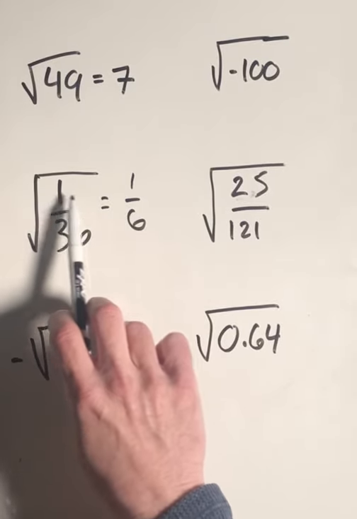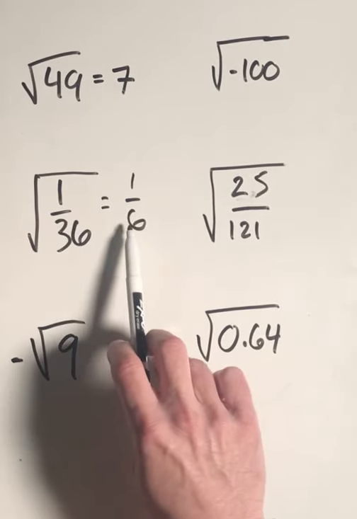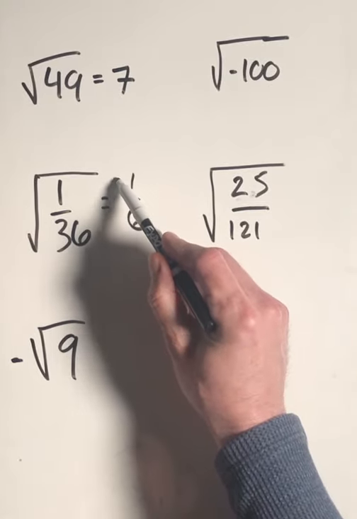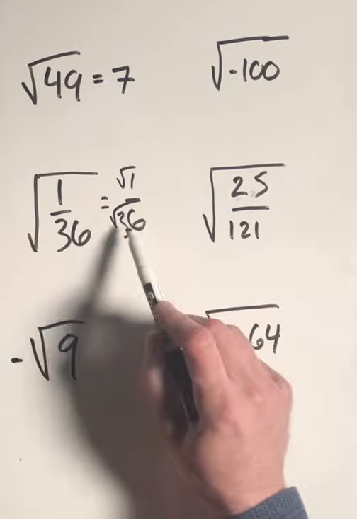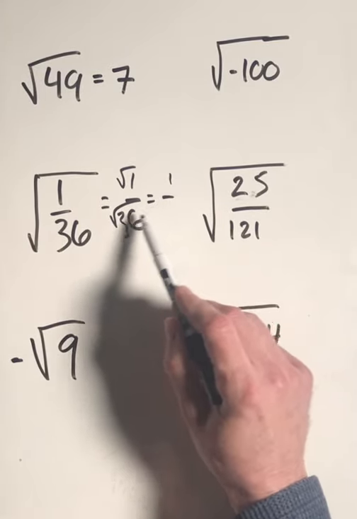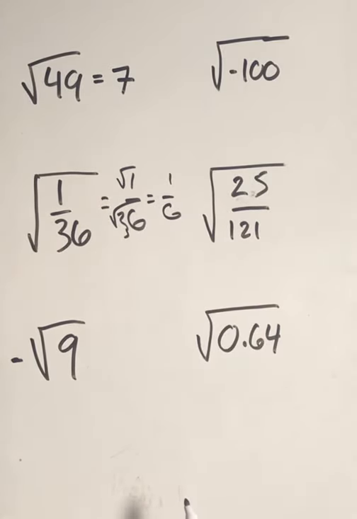And we'll note the structure here. This is really the square root of 1 divided by the square root of 36. So we're really looking at this as a simplified form and then simplifying it one step further.